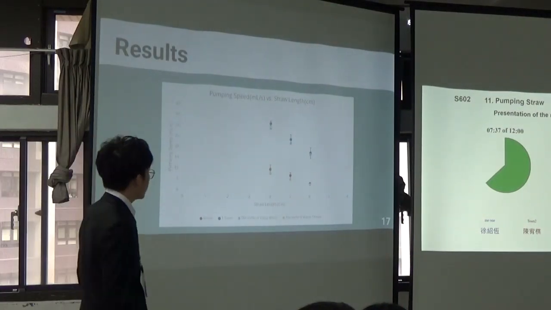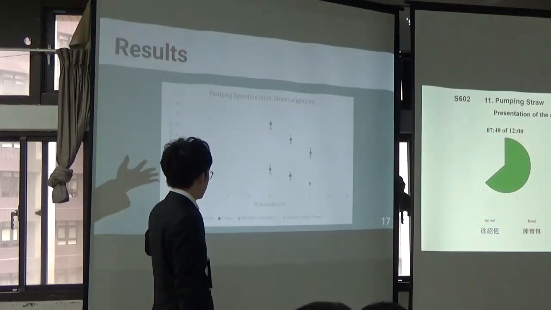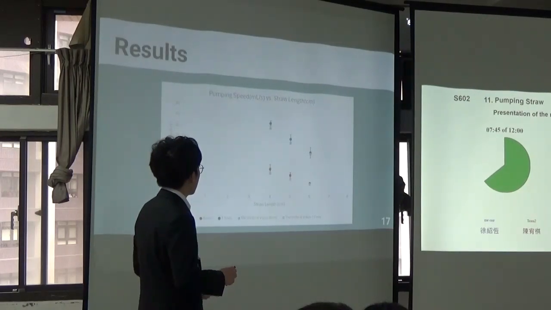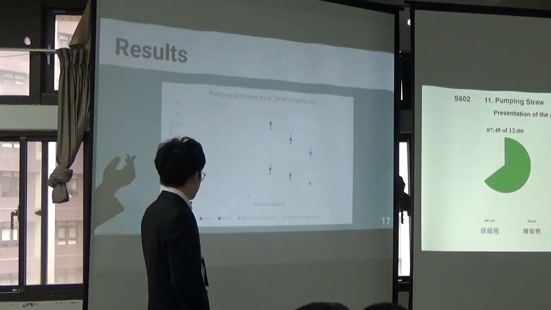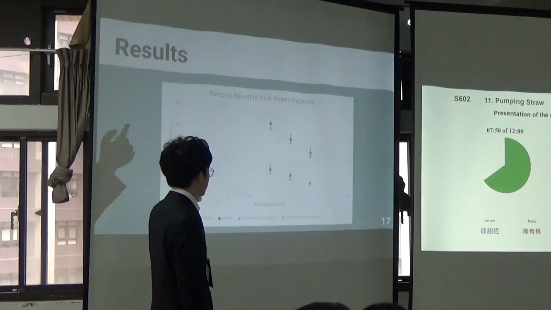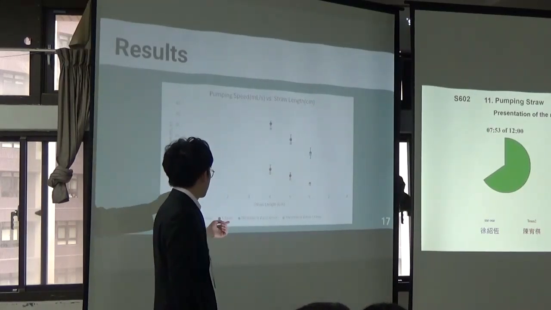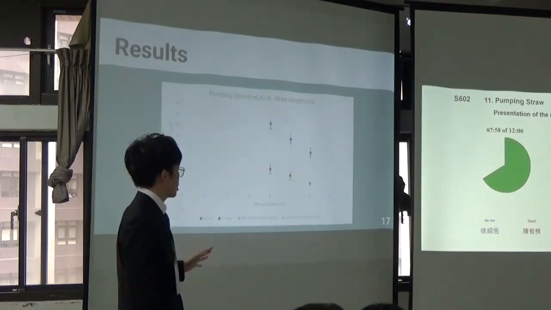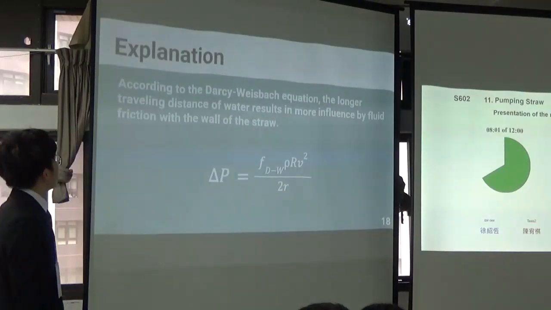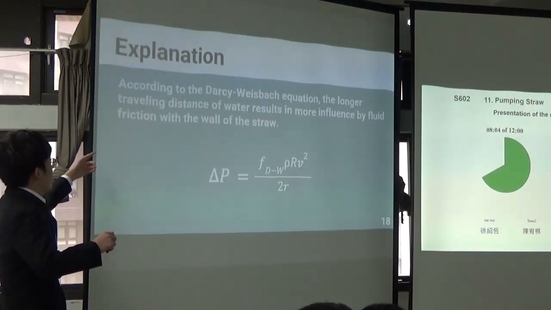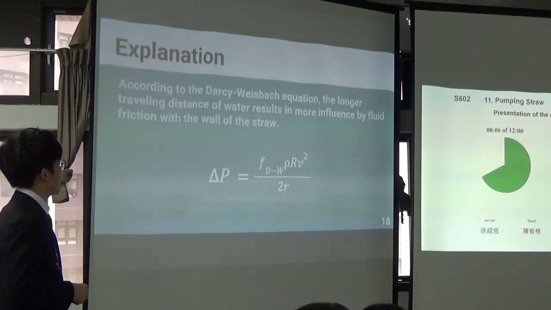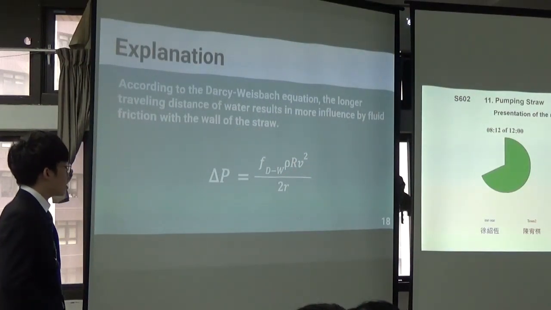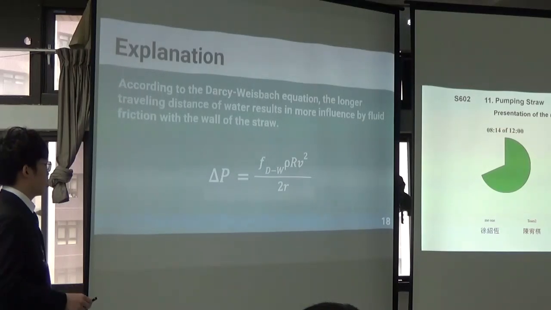So this is our diagram. You can see as the straw length increases, the flow rate decreases. The light color is the theoretical value, and the dark color is our experiments. There is some deviation between our theoretical value and our experimental value, which we will explore later. The explanation for it is the Darcy-Weisbach equation. As the R, or you can call it the length of the straw, increases, the pressure loss will also increase.